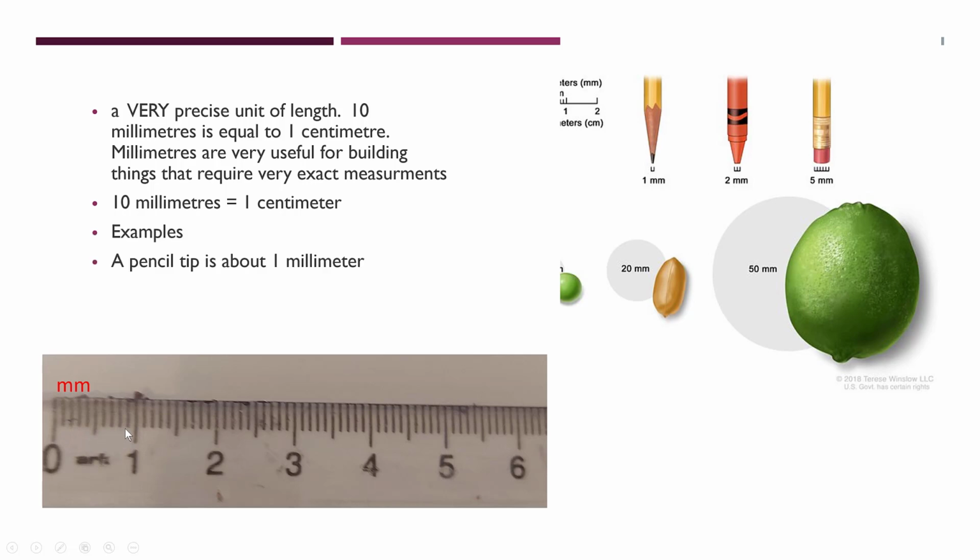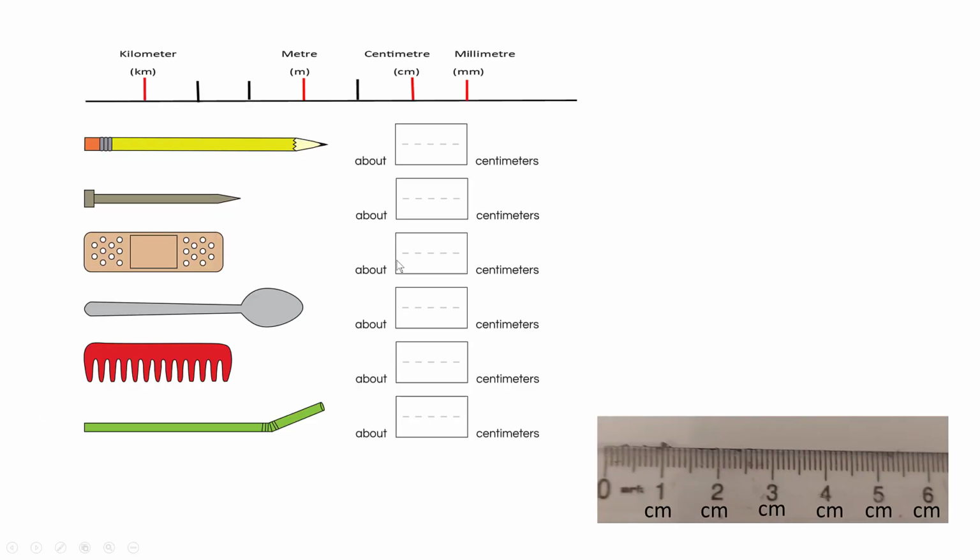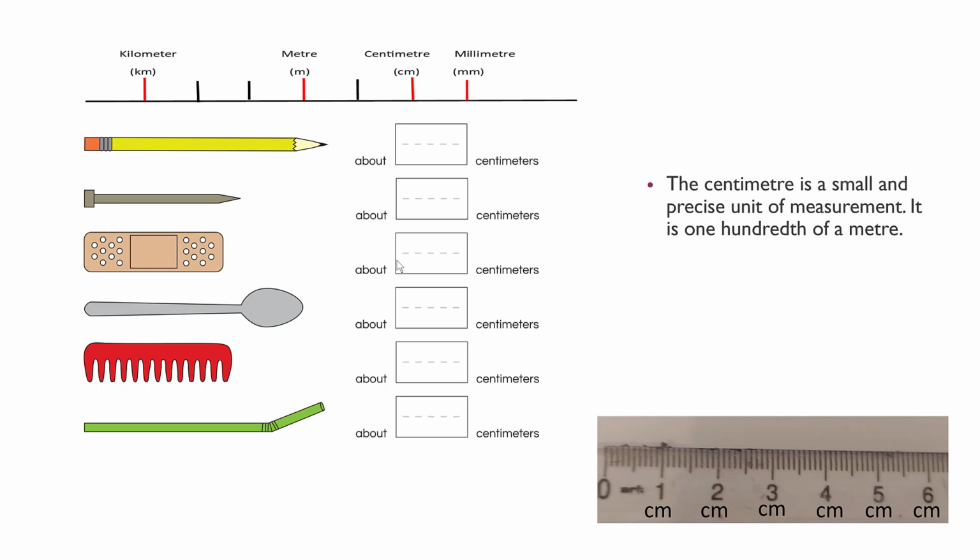The pencil tip is about 1 millimeter. Now the second unit of measurement we're going to talk about is the centimeter, which is a small precise unit of measurement. It's 1/100th of a meter. So there's 100 of these tiny little centimeters inside a 1 meter stick.